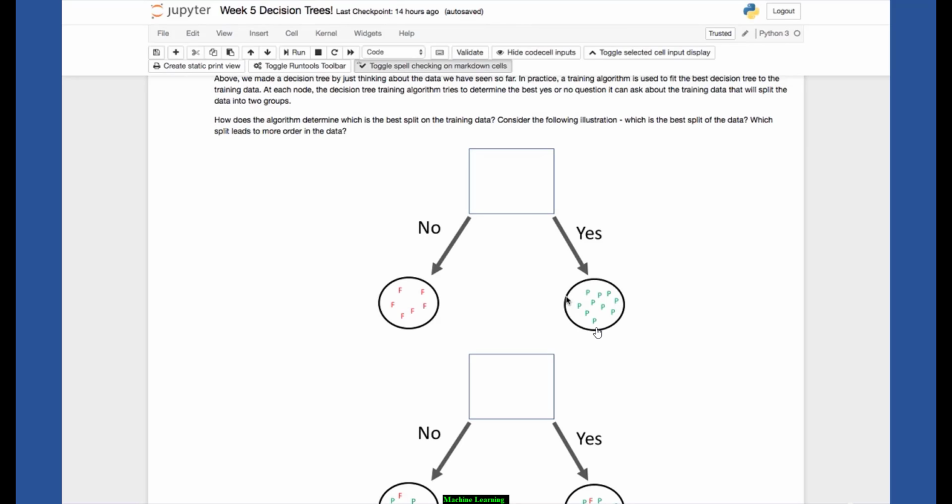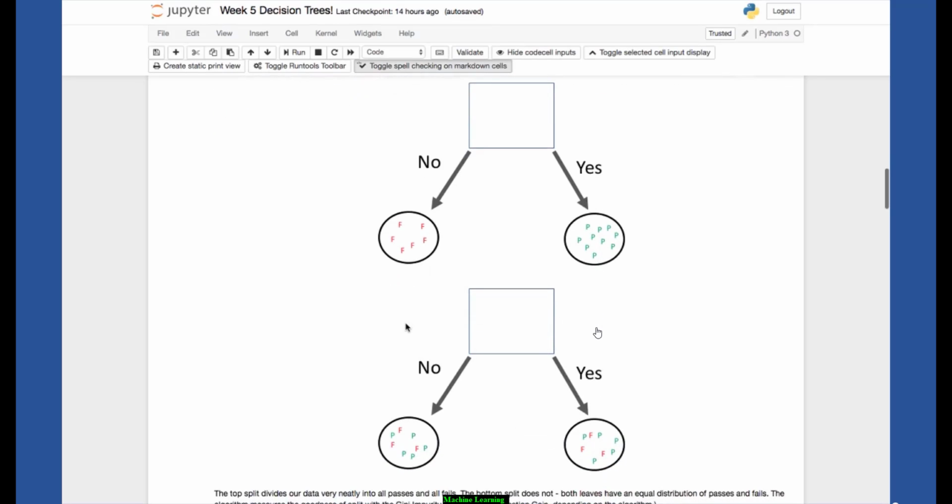You could ask about internet, you can say, does internet equal yes, right? Does the student have internet? And then you'd go through all the rows where it's yes and determine the fail pass ratio, or no and determine the fail pass ratio, and then you could calculate the Gini impurity from our training data.